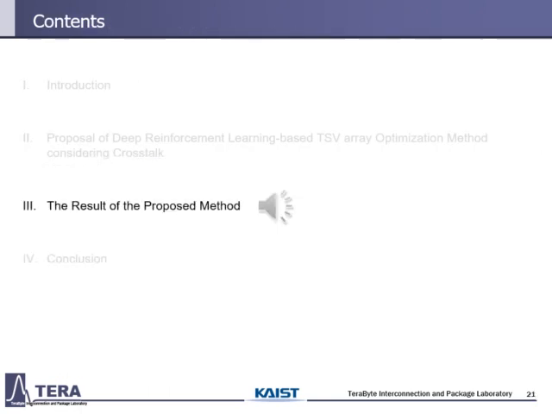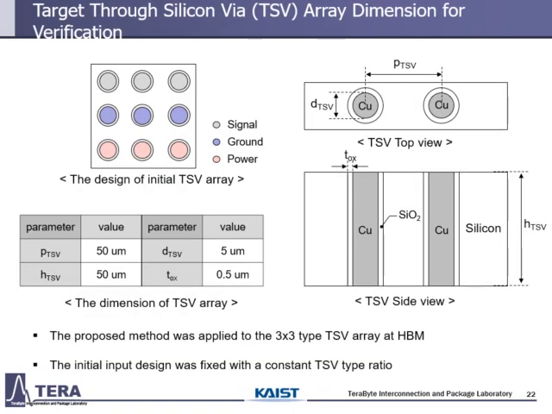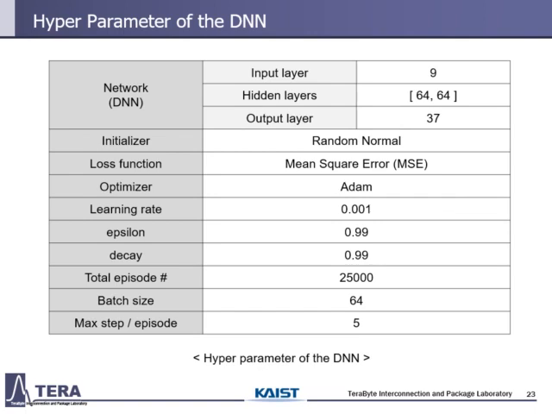Next, I will show a brief result of the proposed method. The proposed method was applied to a 3x3 type TSV array in HBM. I used the following physical dimensions and a 16-layer stacked HBM. The initial input design was fixed with a constant TSV type ratio. I used 2 hidden layers and limited the max step per episode to 5. Detailed hyperparameters are shown in the table.